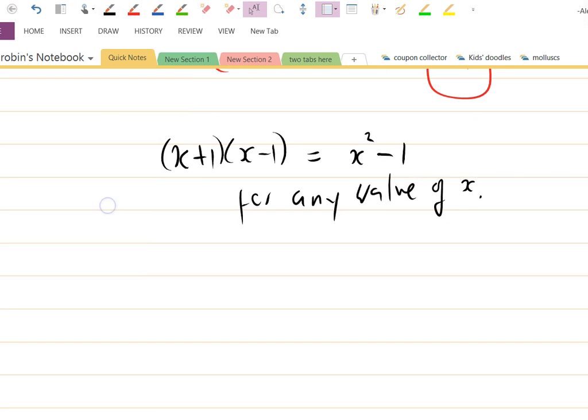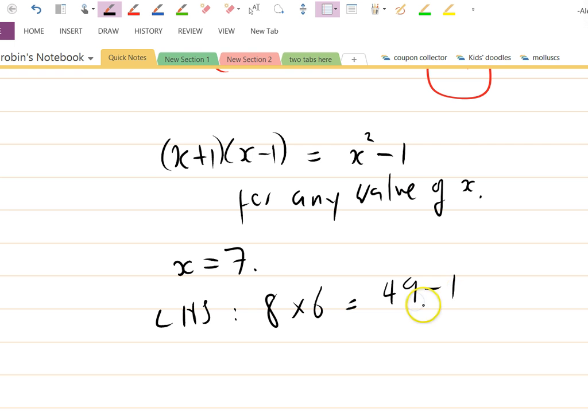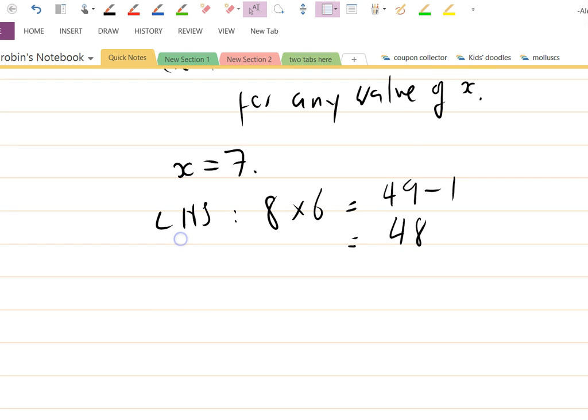I'm going to generalise that in a little while, but for the moment we're just going to play with it. Let's try x equals 7. So what's the left hand side? Well, just substitute x equals 7 in there, and we've got 8, because that's 7 plus 1, times 6, equals x squared minus 1, which is 49 minus 1, equals 48. Well, we knew that. 8 sixes are 48, but look, we've got that square number, take away 1 to give me 48. Let's try it with x equals 10.